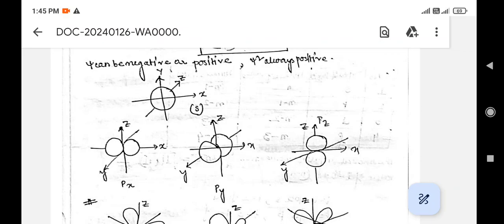Then consider the p orbital. The p orbitals are basically three types. One is px, the other is py, and the third one is pz. In px, the lobe is present in the x direction. In py, the lobe is present in the y direction, and in pz, the lobe is present in the z direction. We can say the electron density is present in these lobes, and the space in the middle of the two lobes is called a node. There the electron probability is 0.